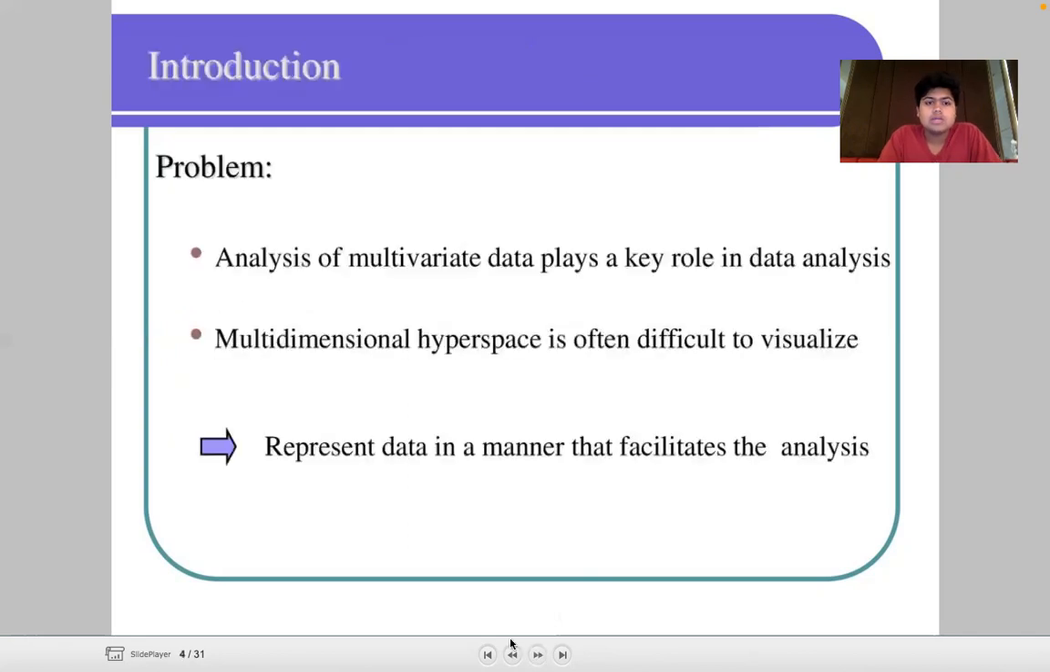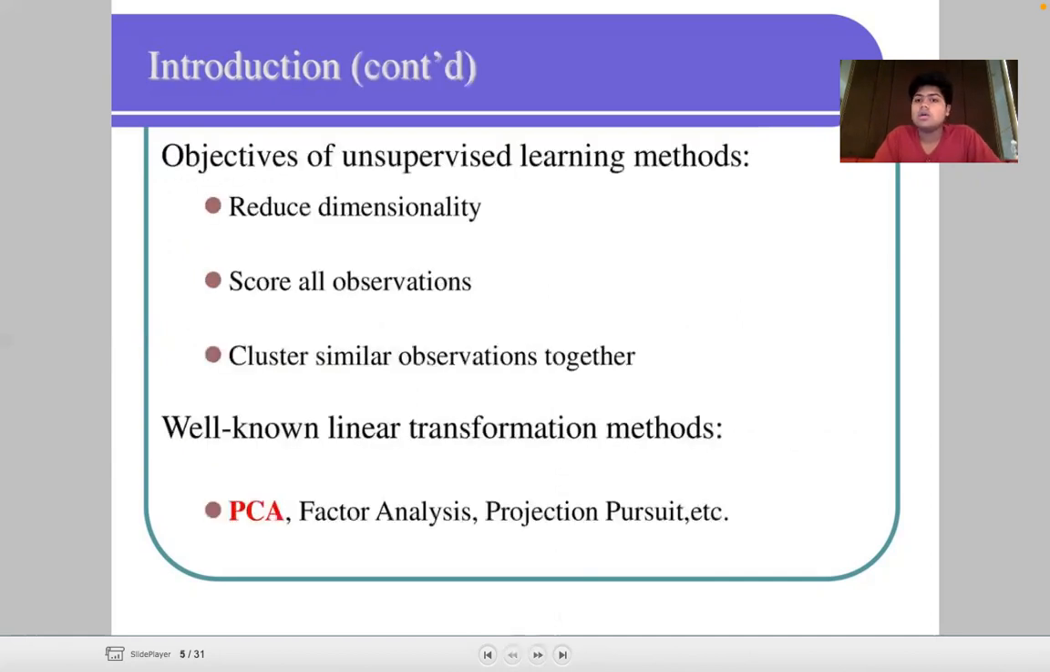Introduction. The problem: analysis of multivariate data plays a key role in data analysis, and multidimensional hyperspace is often difficult to visualize. We need to represent data in a manner that facilitates the analysis. Here we can see the objectives of unsupervised learning methods. The first is to reduce dimensionality and score all observations, and the third is to cluster similar observations together. Well-known linear transformation methods include PCA, factor analysis, projection pursuit, etc.